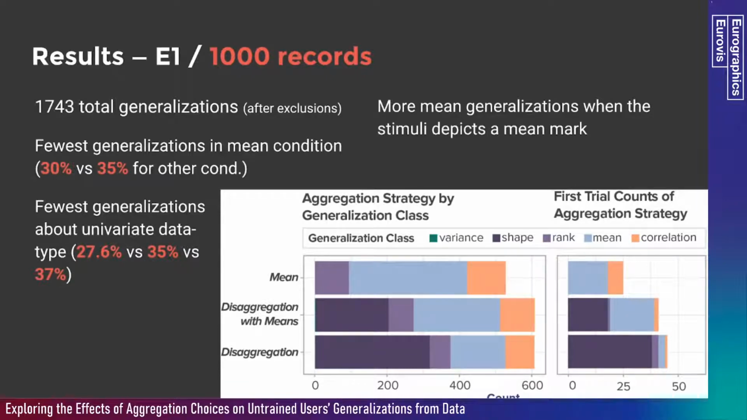We observed the fewest generalizations in the mean condition, around 30% versus 35%, and the fewest generalizations around univariate data, around 27.6% versus 35 and 37% for disaggregated means of disaggregation. Perhaps unsurprisingly, we observed more mean generalizations when the stimuli depicted a mean mark.